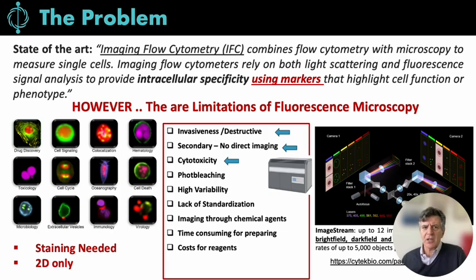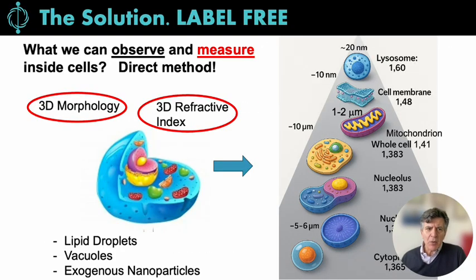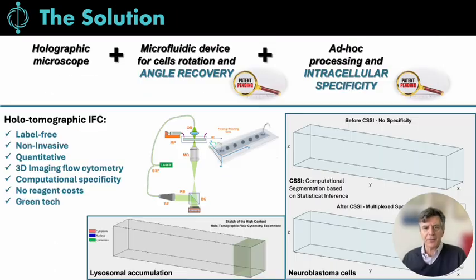If you look at state-of-the-art imaging flow cytometry, it combines flow cytometry with microscopy based on fluorescent analysis. However, there are limitations of fluorescent microscopy, as we know. In our case, instead, the approach is completely label-free. That means that we can observe and measure the cell also inside, by measuring accurately the 3D morphology and also the refractive index, and so visualizing and quantifying any intracellular structures, including lipid droplets, vacuoles, or exogenous nanoparticles.